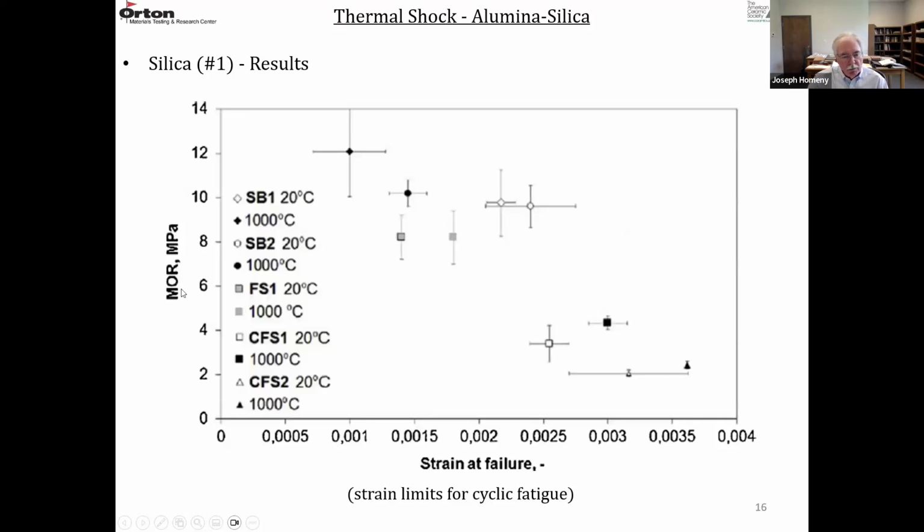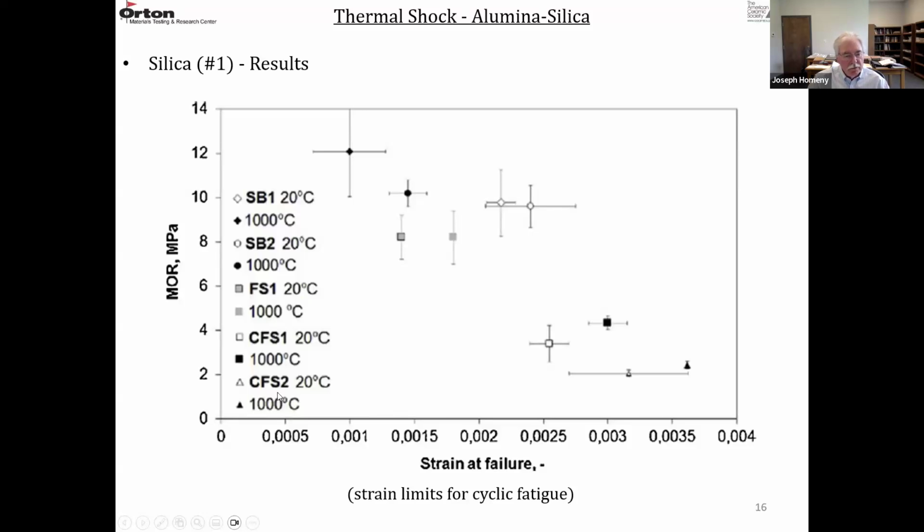So this is MOR versus strain at failure. So SB1 at 20 and 1000 degrees C are these squares, this one and this one. And SB2 are the circles at 20 and 1000, this one and this one. So they're up here, they're stronger, but the strain to failure is lower. And then FS1 at the two temperatures, 20 and 1000, are also up here. They're also brittle. They're a little weaker, but the strain to failure is pretty small.